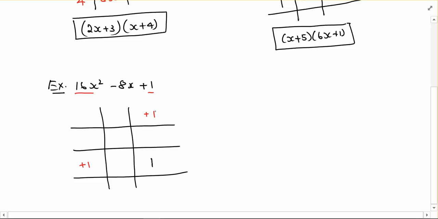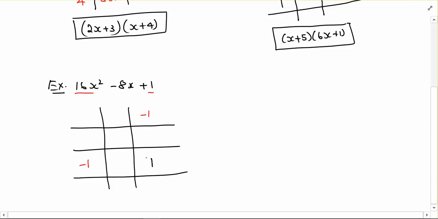Now, pay attention to the signs. That's a plus 1. So that means both of these either have to be positive or both of them have to be negative. Now, since the 8 is negative, I'm going to go with them both being negative, right? So this is going to be a negative 1, and that's going to be a negative 1, and that gives me my 1. That's the only choice.